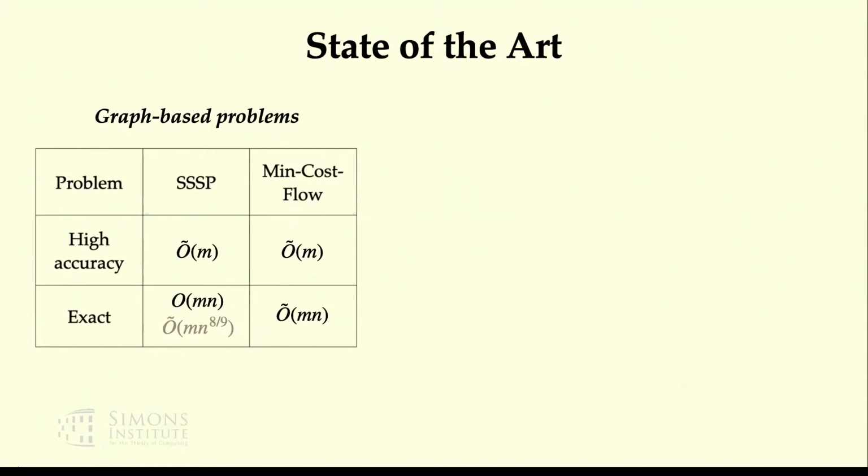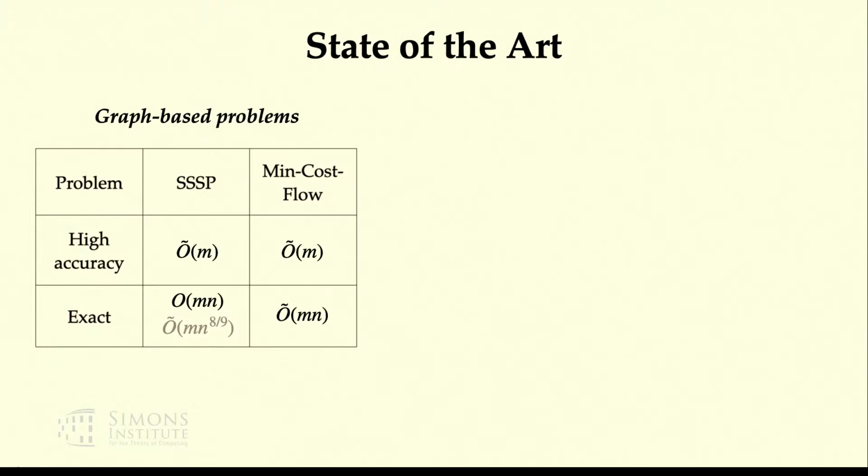So you have this linear gap of factor n, and now very recently, a few weeks ago, Jeremy Fineman put a preprint on arXiv where he claims to solve single source shortest path in strongly polynomial time in m n to the 8 over 9, which would mean the first progress in about 70 years on this. So if that turns out to be correct, then this would say that the gap between single source shortest path with high accuracy and exact is smaller than linear.